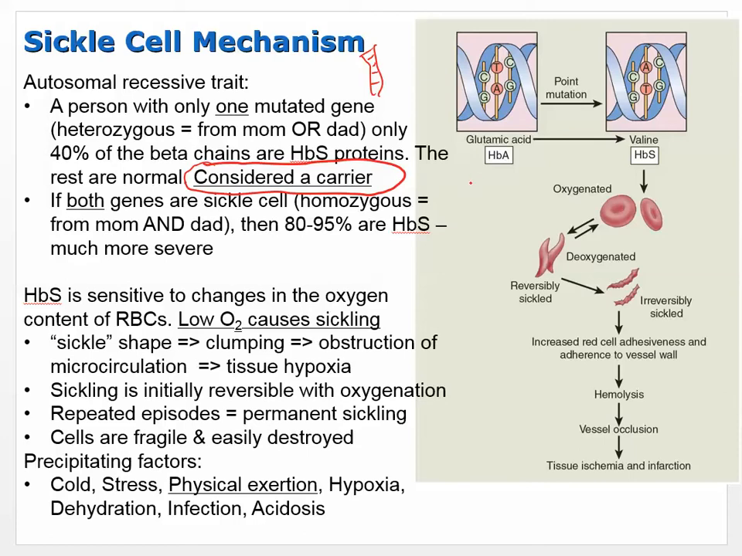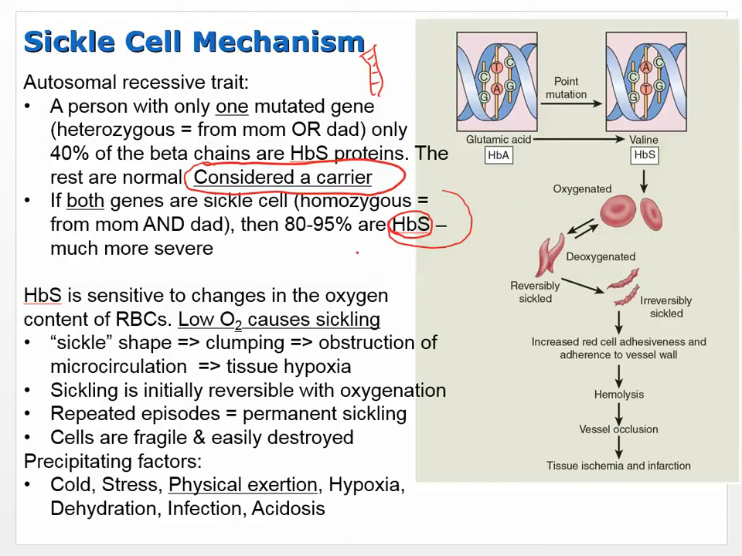Now, red blood cell production is pretty demanding, and so carriers will have symptoms, but only when challenged, under heavy exertion or something like that. However, if both genes are sickle, then most of your red blood cells are going to have the hemoglobin sickle phenotype. That's what HBS is, hemoglobin sickle, which means it has the faulty beta chain.